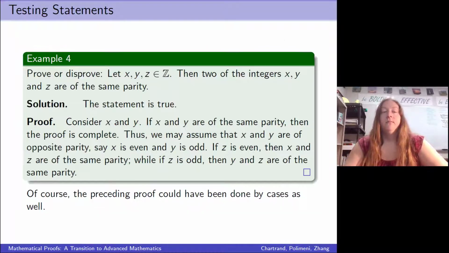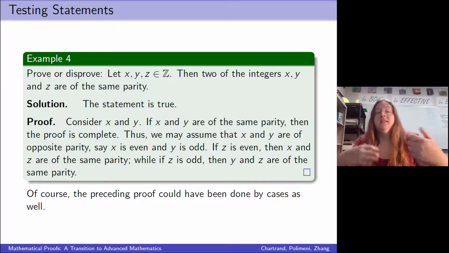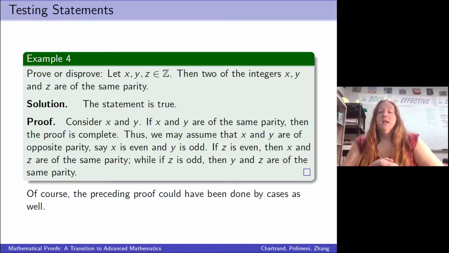Here's another example. I want to prove or disprove that if x, y, and z are integers, then two of the integers have the same parity. I mean, think about this. Parity is even or odd, and there's only two categories that the three numbers can fall into, so I convince myself fairly easily that this is in fact true.